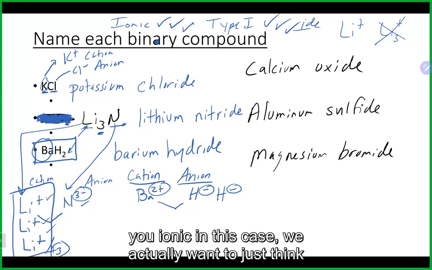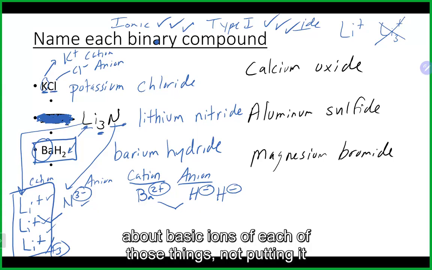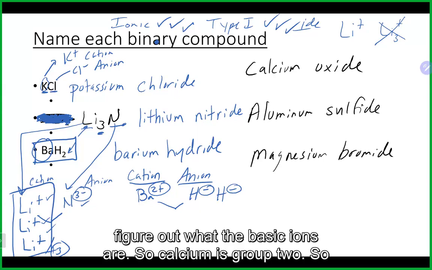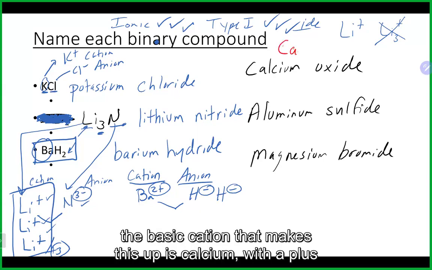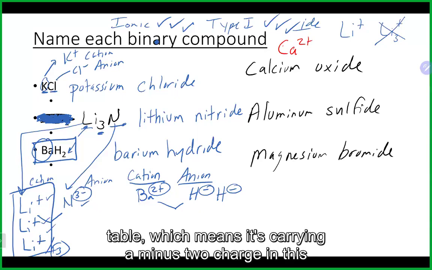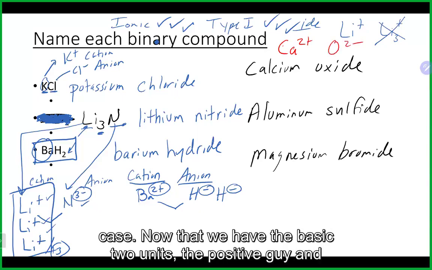In this case, we just want to think about the basic ions of each of those things, not putting it together or trying to do any of that first. We just want to figure out what the basic ions are. So calcium is group 2. The basic cation that makes this up is calcium with a +2 charge. Oxygen is group number 6 on the periodic table, which means it's carrying a -2 charge in this case.